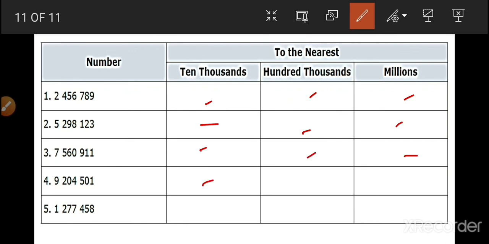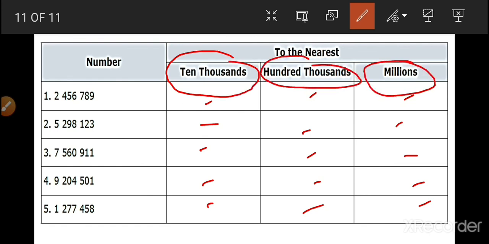Okay, all you have to do is to identify first where the place value, 10,000s, 100,000s, and millions place values are. Okay, you underline them and see the number next to it. If it's rounded down, just replace the numbers to its right into zeros. If it's rounded up, just add 1 to the underlined digit and replace all the other digits to its right into zeros.